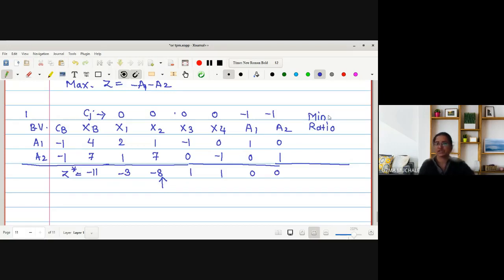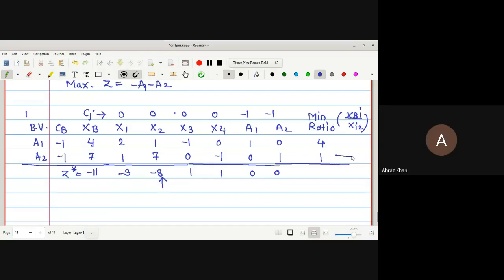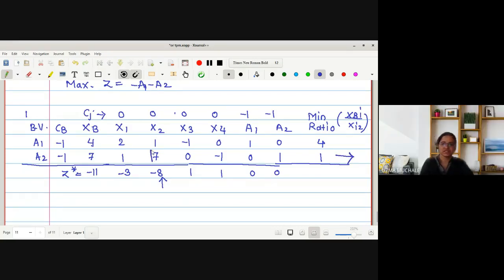Let us check which will leave the basis, finding the minimum ratio by xbi upon xi2. Yes, that is the xb column divided by the x2 column. And if I look at the x2 column, both the entries are positive. Therefore, both the ratios we can find out. First entry is 4 by 1. Is it 4? Next, 7 by 7. This is 1. Okay. Which variable is going to leave the basis? A2. A2 is going to leave the basis. Therefore, this 7 is the pivot. This 7 is the pivot.